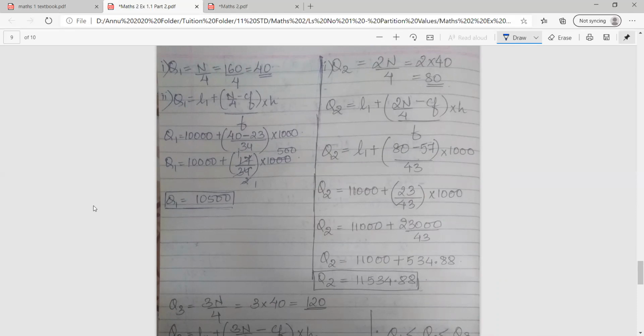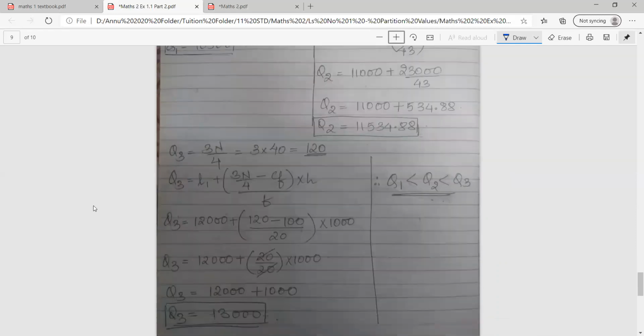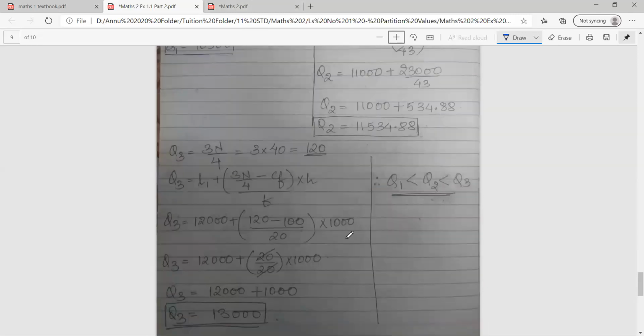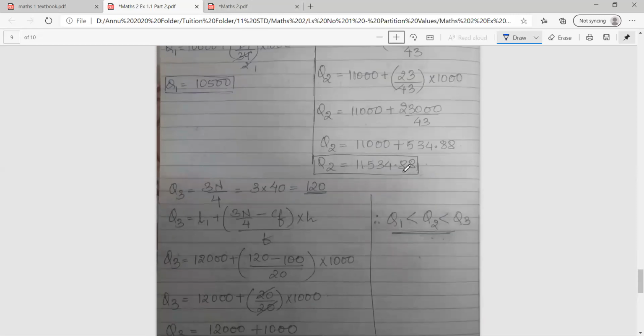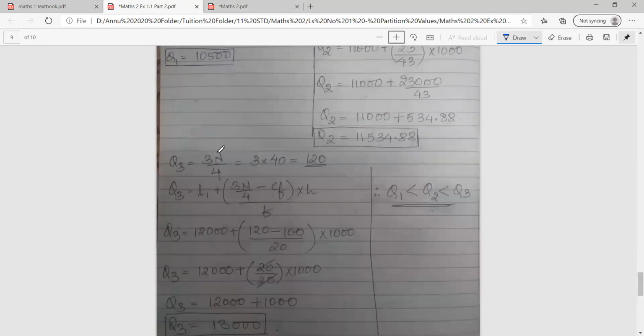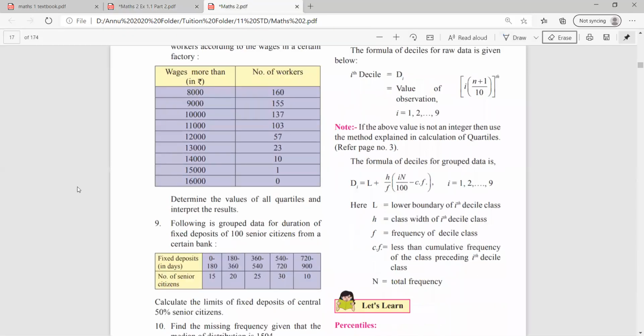So I hope you can practice this sum, and for reference, you can pause the video and check the answers along with the steps. Also, they have told you to comment in the sum. So the comment can be, after observation, Q1 is less than Q2 is less than Q3 because the highest is Q3 with 13,000. After that, 11,534.88 is the value of Q2, and the smallest is 10,500 with Q1. So I hope you have followed how to do the sum number 8.